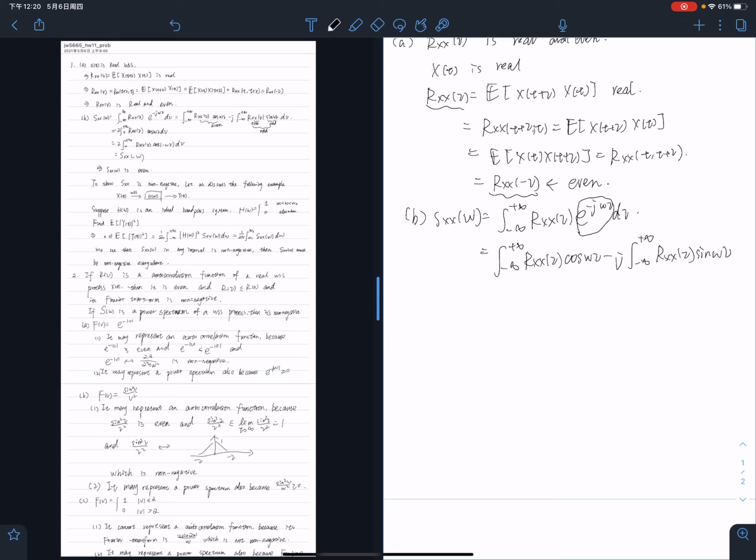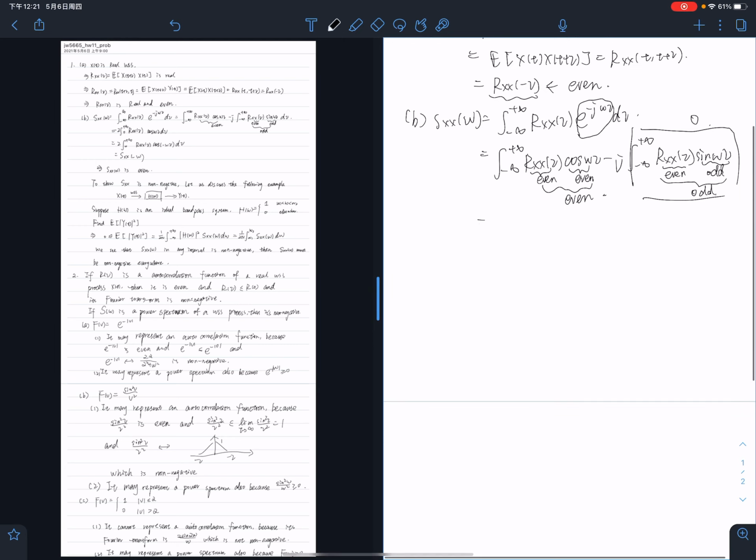From the previous result we know that Rxx is even and sine is odd. So this part is odd, and then the whole part is 0. And this is even, and this is also even, so it is even. Therefore, this is equal to the integral from negative infinity to positive infinity of Rxx(tau) cosine omega tau. Because it is even, it can be written as the integral from 0 to infinity times 2.